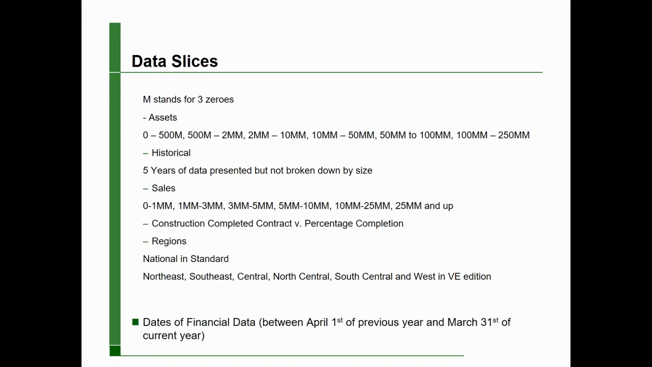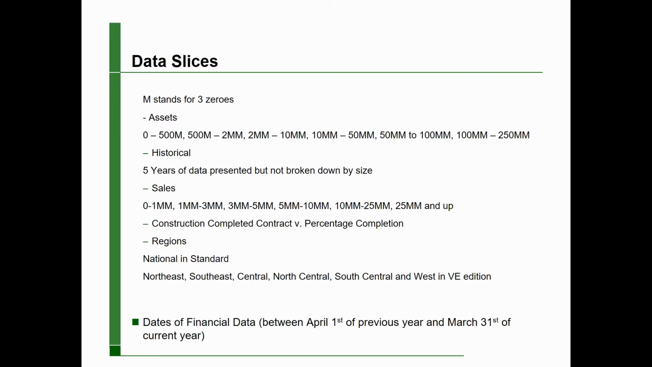You can see the slices of assets that are appropriate there. So you've got your 6 categories, and this is what gives you some of the granularity of RMA data. You can pick your subject company and say, how big am I based off of assets or based off of sales? Now the historical piece, and I'll show you an example here in a minute of how the book is laid out, it'll give you an idea.